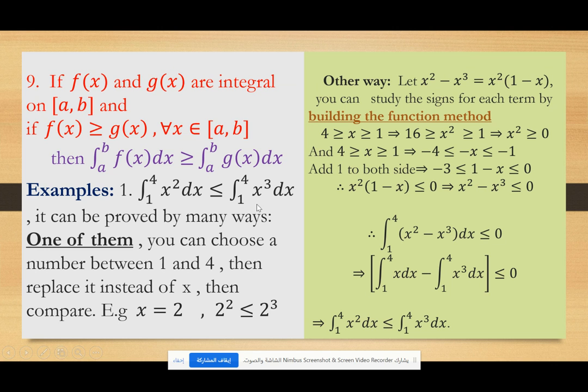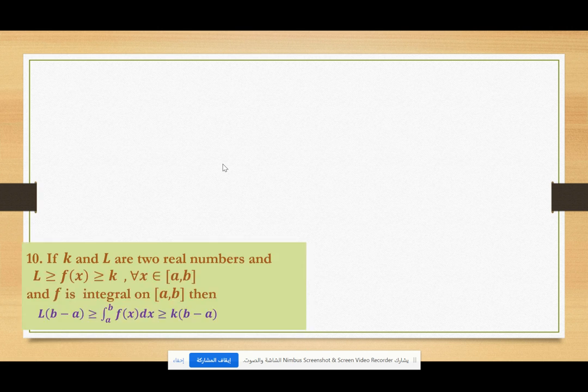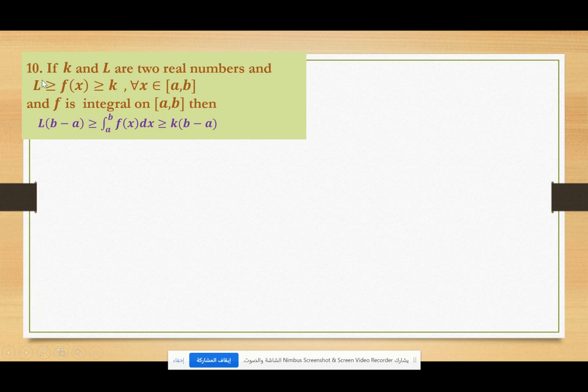Watch it. Whatever you would like, use. You have many ways and you can have more. Finally, you need to prove that if the first function is bigger or smaller than the second, then the integration of the first function is going to be bigger or smaller than that of the second. And that makes sense. Let's go to the last theorem, which is theorem number 10.